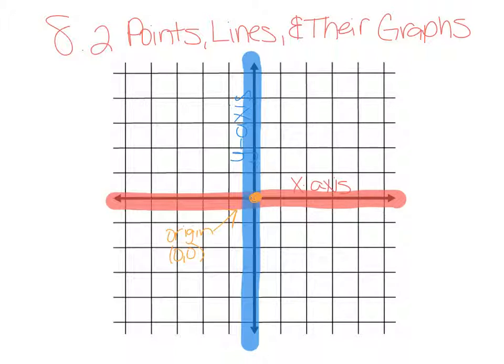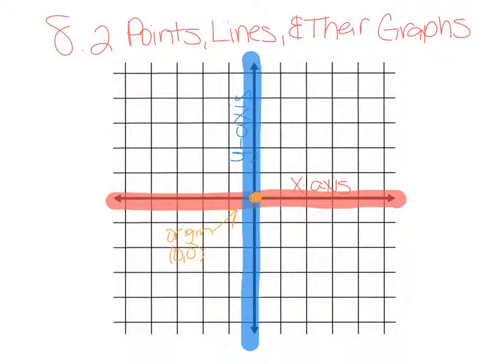And in each one of these quadrants, the coordinates have certain similar features. Okay, so we're going to go through. We're going to plot a point in each quadrant and talk about each quadrant separately. So first, I want to plot the point (2, 2).